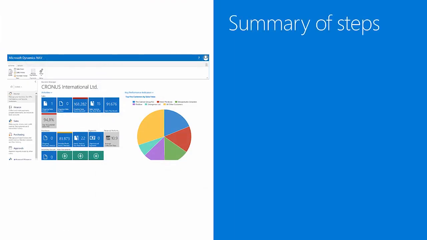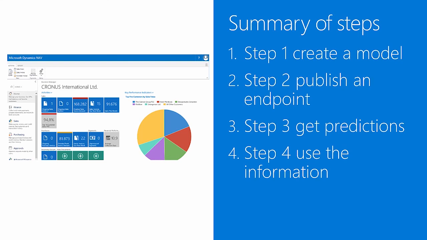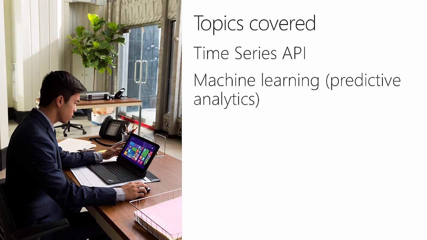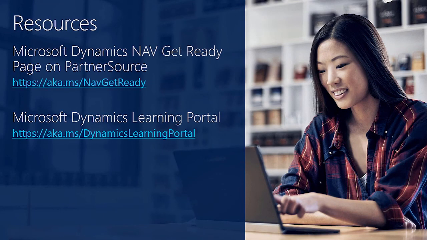Let's summarize our steps. We started by creating a model in machine learning. We published an endpoint so we can access it. Then we trained our model and we got some predictions out of it. And then we used the information to create a purchase order. In this video, we covered the basics of the time series API and also using machine learning or predictive analysis. To learn more, please visit the following resources.